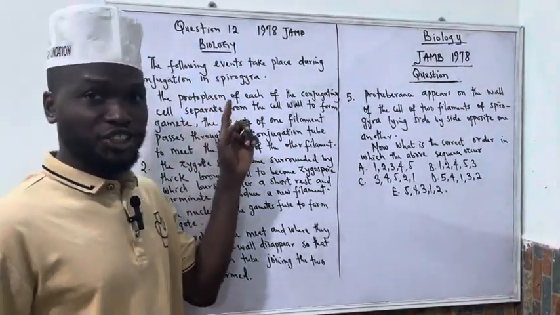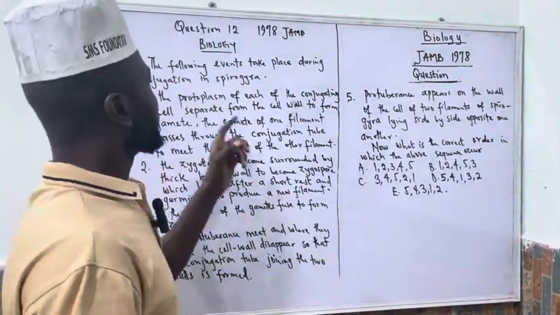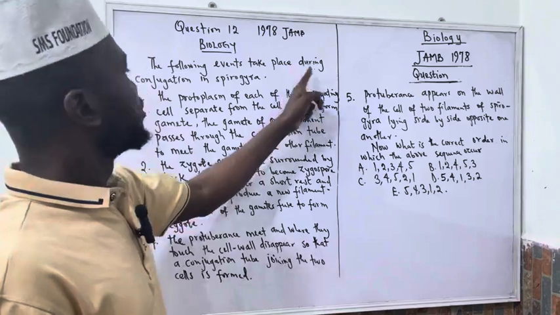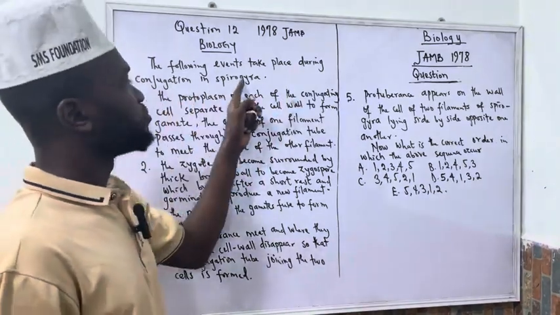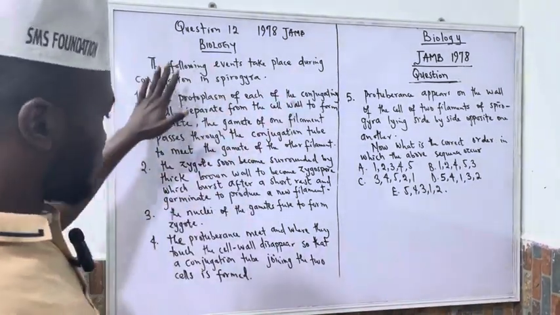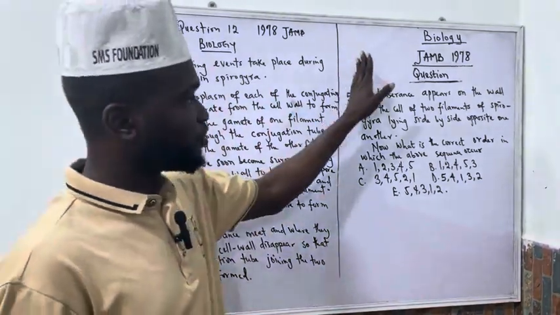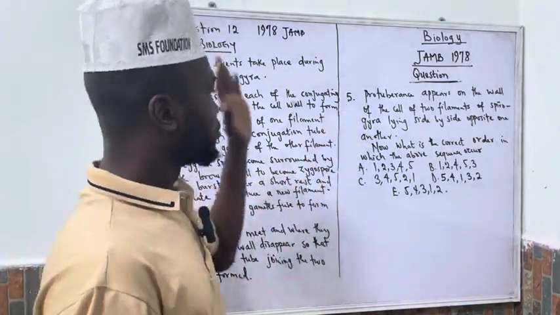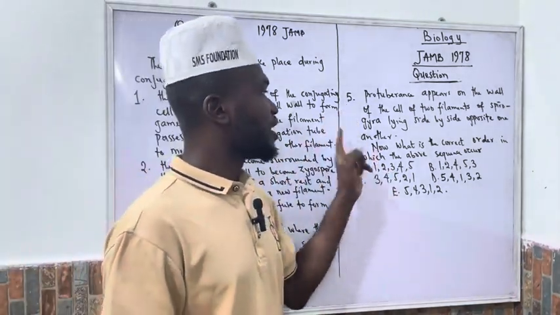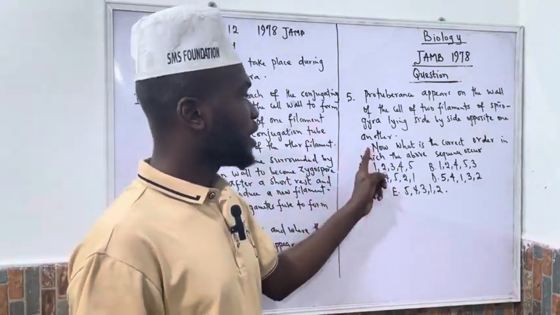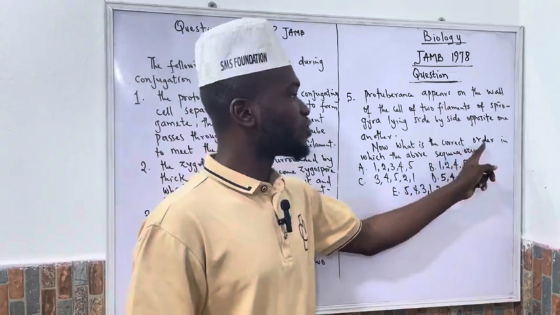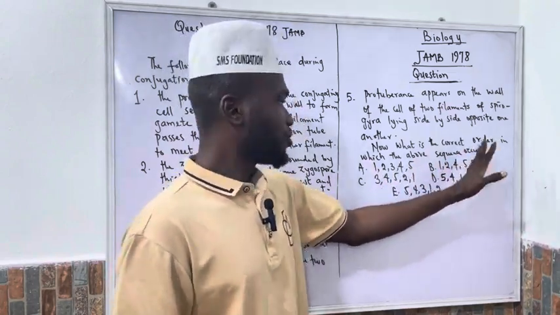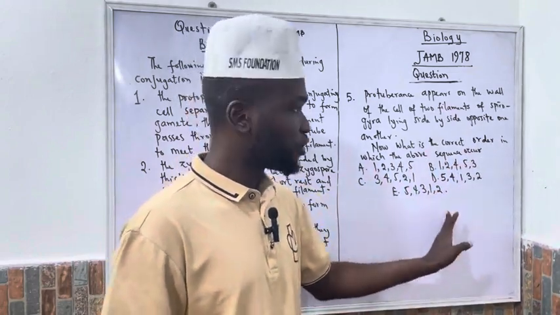Consider this biology question. The question says the following events take place during conjugation in Spirogyra. So we have the sequence of events from 1, 2, 3, 4, and 5. Now the question is asking us: what is the correct order in which the above sequence occurs? We are to choose from these options.